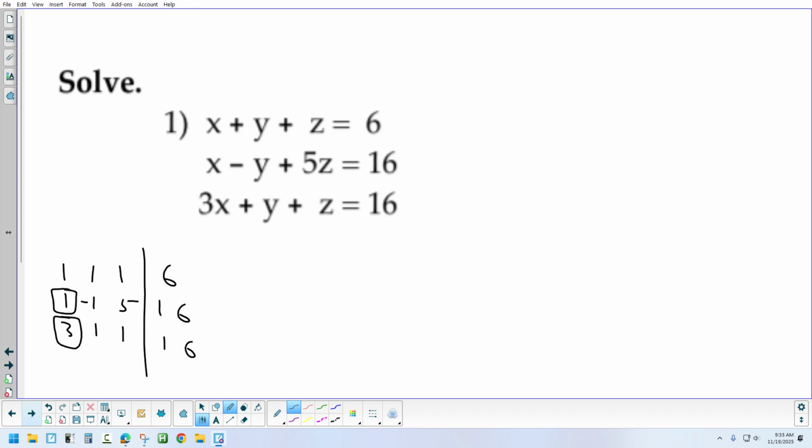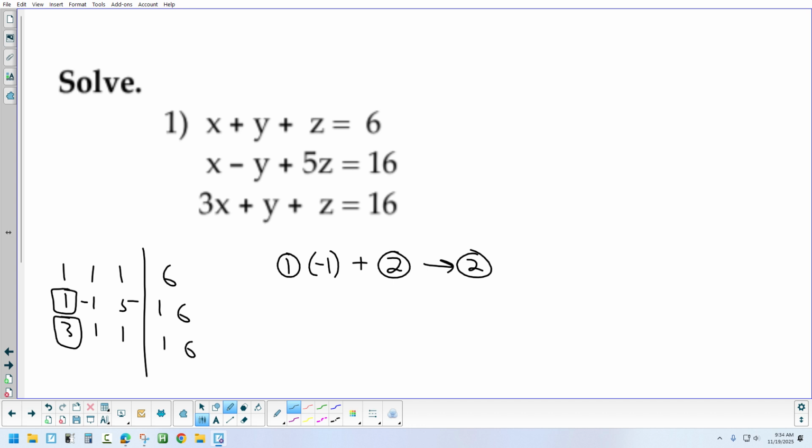And this is how we write it. So row 1 times -1. And we're going to add that to what row? Row 2. So we're going to multiply row 1 by -1. We're going to add it to row 2. And that's going to replace what's currently in row 2.